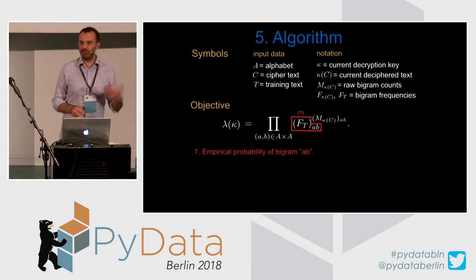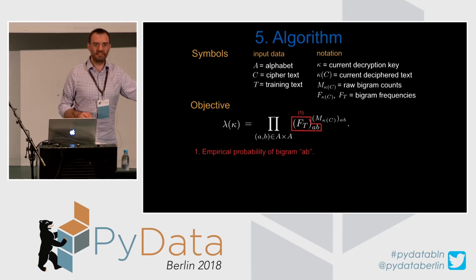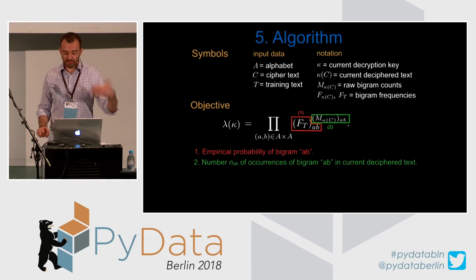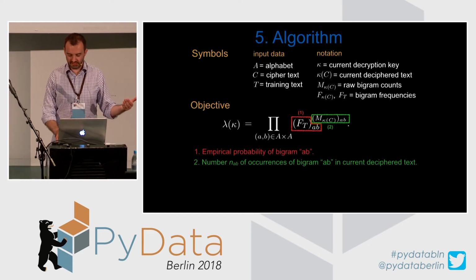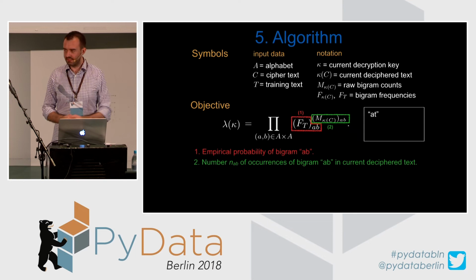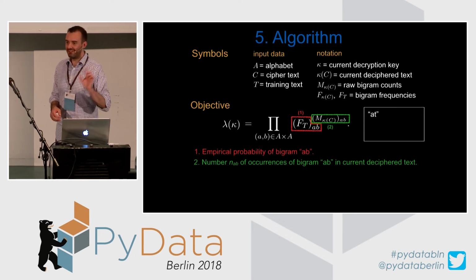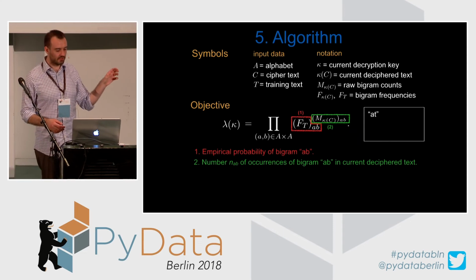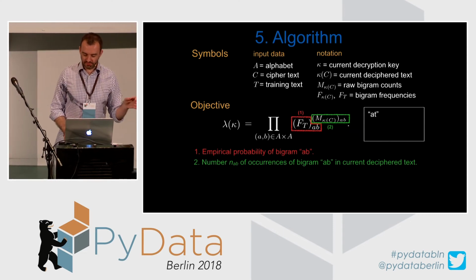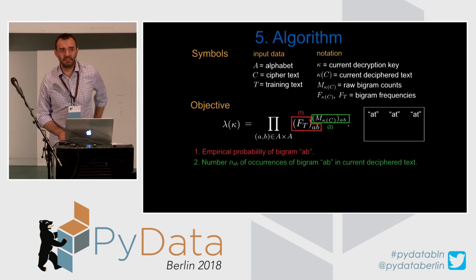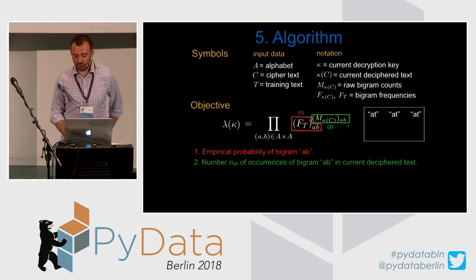So it's saying how many times do you expect that to occur based on your training data. And that thing there is the number of times that occurs in the currently deciphered text. Let me give you an example. Let's imagine we're most of the way through the decryption process. It already knows that AT is quite a commonly occurring bigram. So we have three copies of AT, we'll suppose. And the question is, what's the likelihood that those things occur in the currently deciphered text?